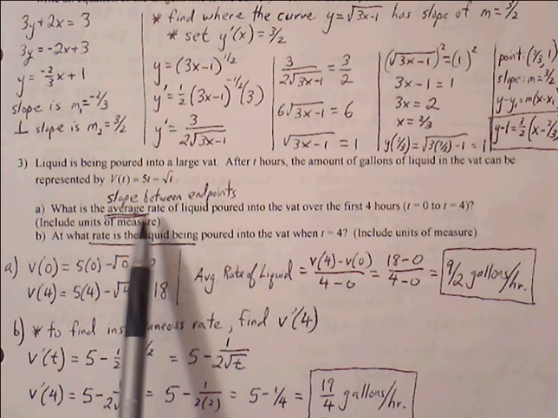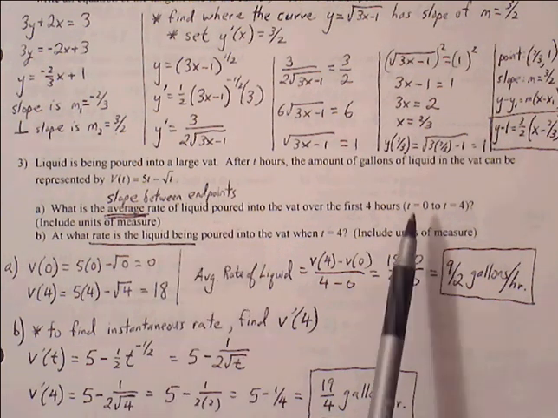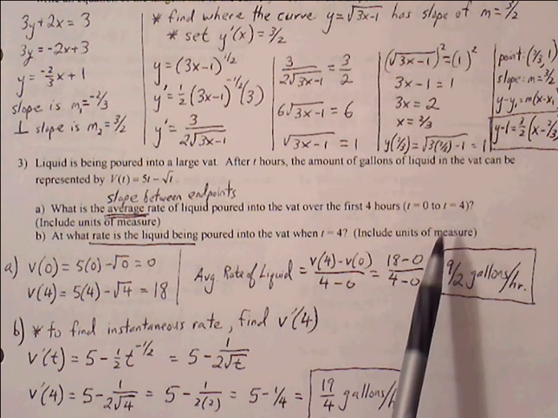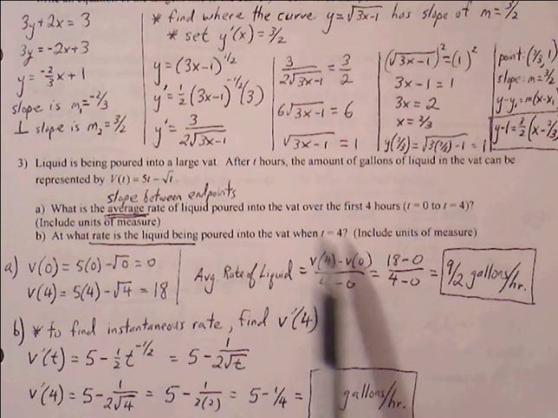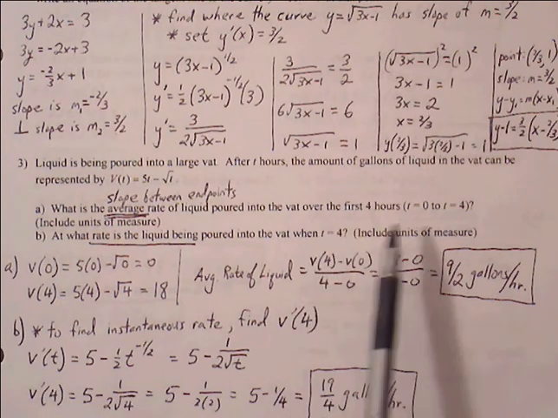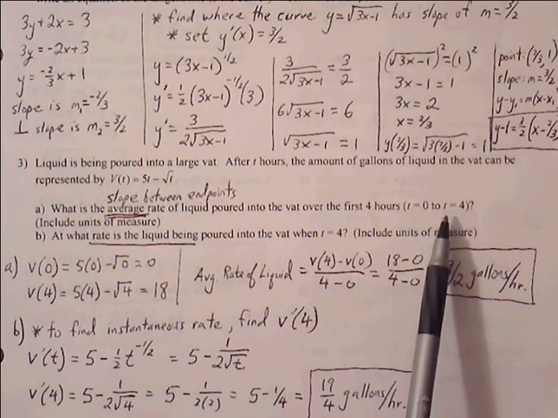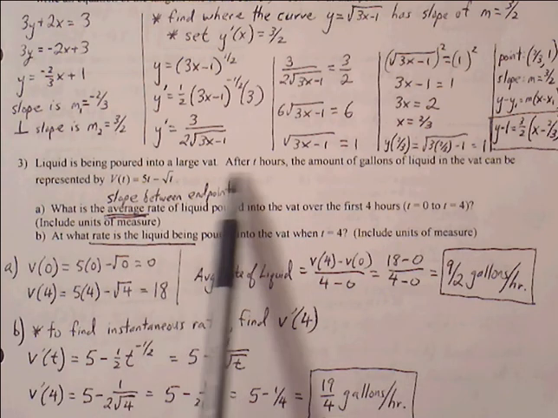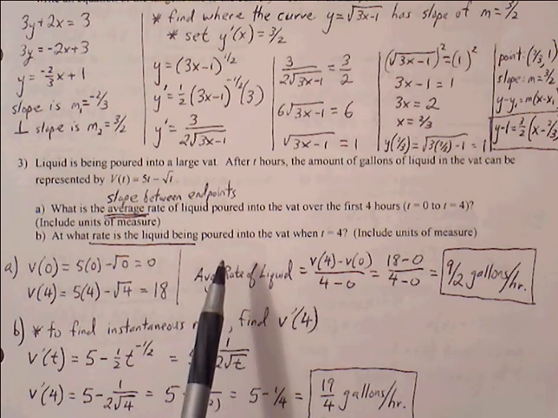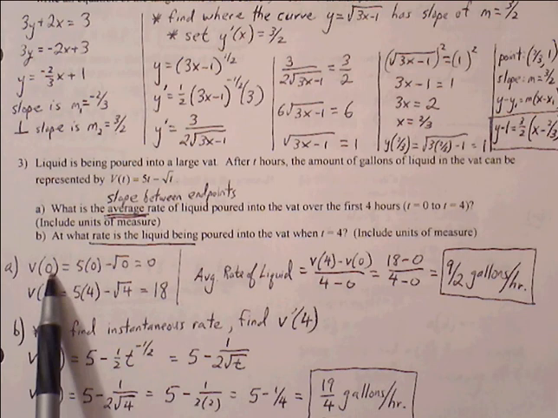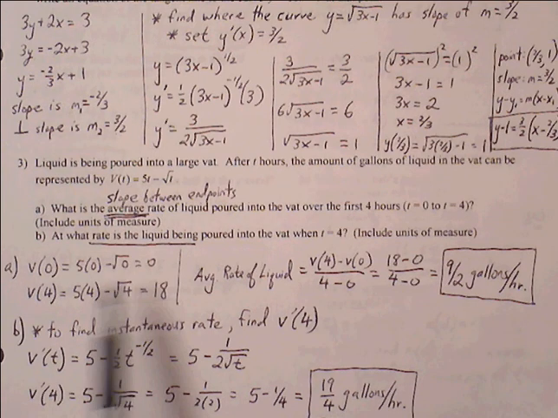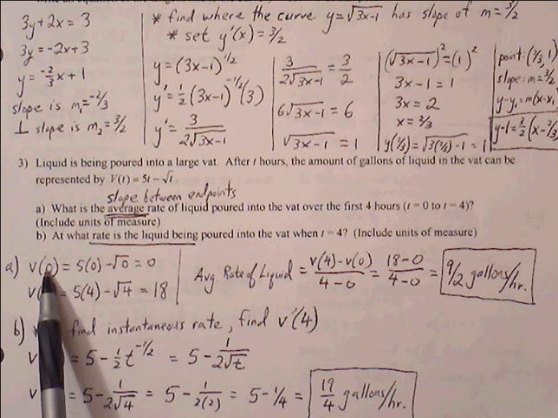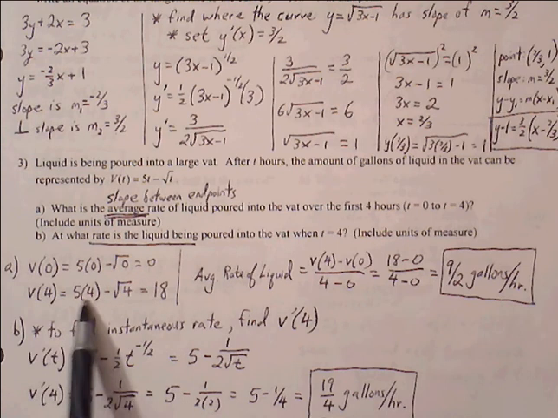So what that means is we need to find the slope between these endpoints. Okay. So rate of change of liquid over the amount. Rate of change is going to be the change in the amount divided by change in time. Okay. So this is liquid being poured in represented by V of t. So we plug 0 and 4 to find the ordered pair. So plug 0 in, we get 0. Plug 4 in, we get 18.